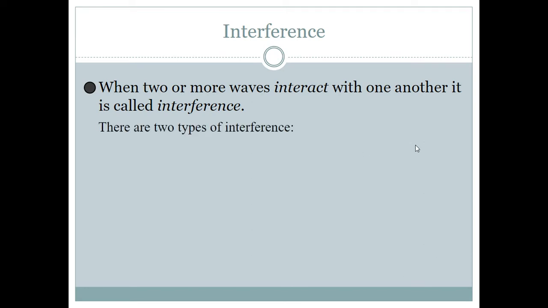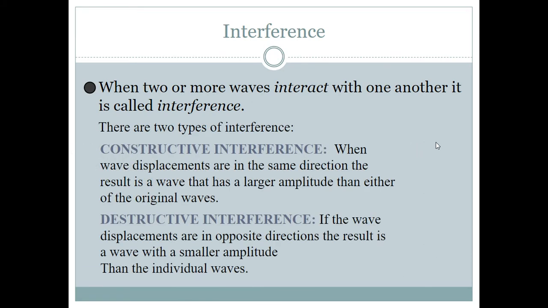There are two types of interference, just so you can write this down. The first one is constructive interference. When the wave displacements are in the same direction, the resulting wave has a larger amplitude than either of the original waves. Destructive interference: if the wave displacements are in the opposite directions, the result is a wave with a smaller amplitude than the individual waves.